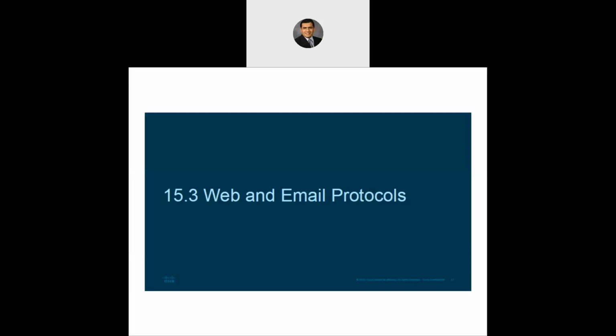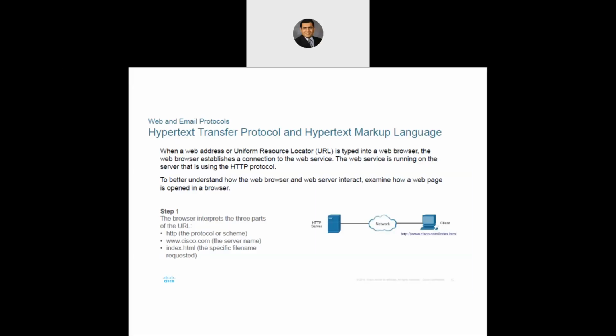We also have web and email protocols at the application layer. Some of these we will be going through. A most common protocol that you have is HTTP, Hypertext Transfer Protocol, and Hypertext Markup Language. The language, your HTML, is used to translate the web pages that are coming from the server and translated on your personal PC. So how does the system work?